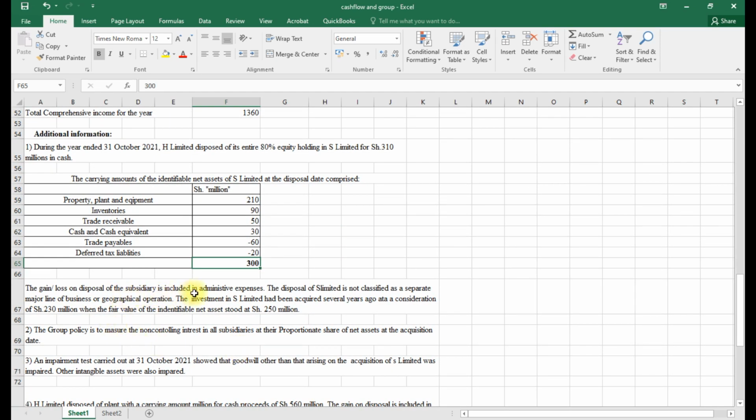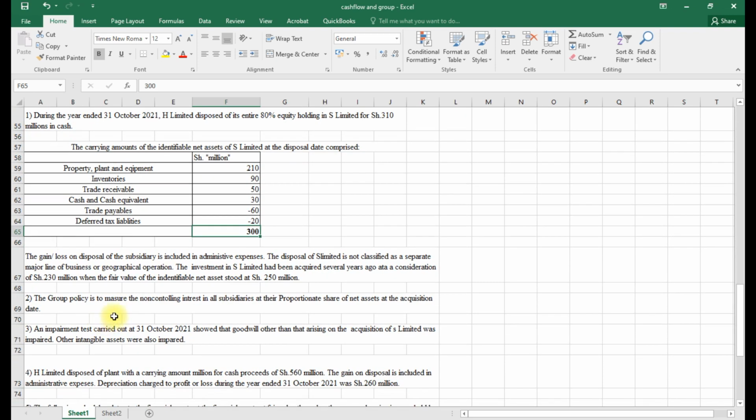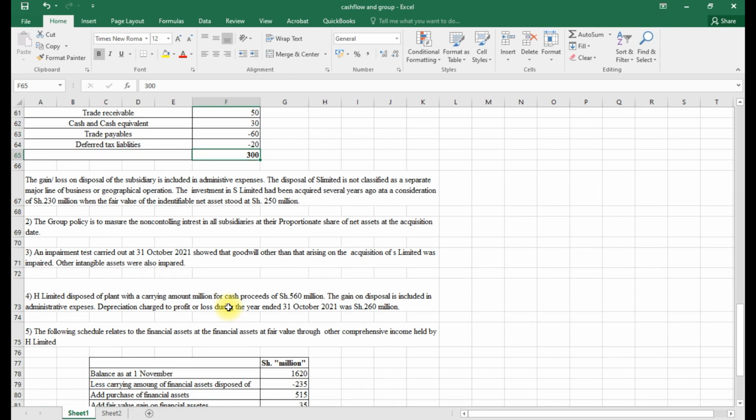The gain or loss on disposal of the subsidiary is included in the administrative expense. The disposal of S Limited is not classified as a separate major line of business or geographic operation. The investment in S had been acquired several years ago at a consideration of 230 million when the fair value of identifiable net assets stood at 250 million. The group policy is to measure the non-controlling interest in all subsidiaries at their proportionate share of the net assets at the acquisition date.